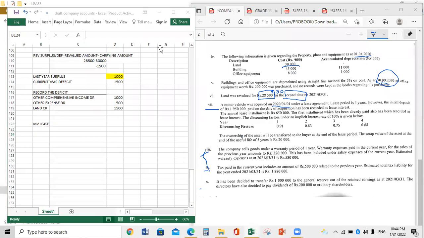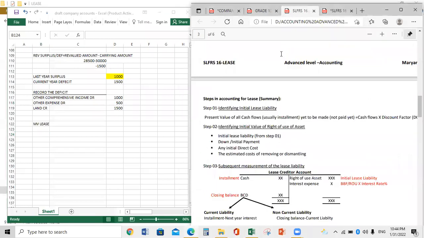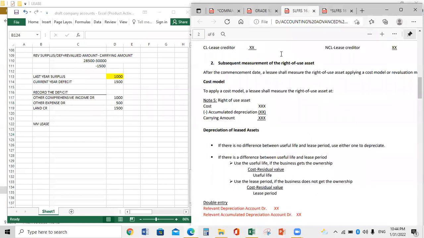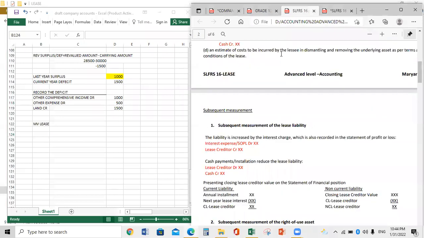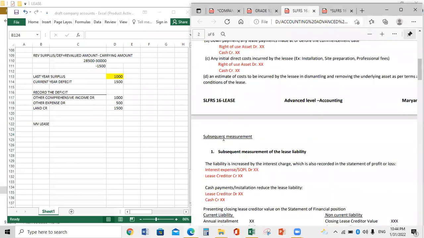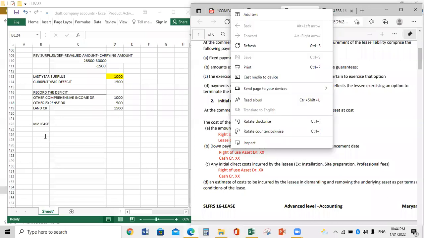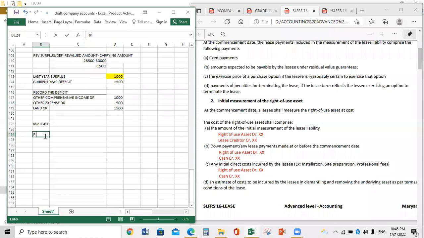Anyone? Quickly send me, everyone. I want everyone to send me the double entry for down payment. Very good, Shamla. Guys, the double entry for down payment will be, yes, right of use debit, cash credit. See here. Right of use debit, cash credit. Okay, this is the correct double entry. That's the correct double entry.